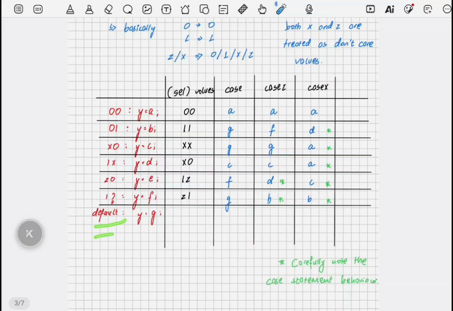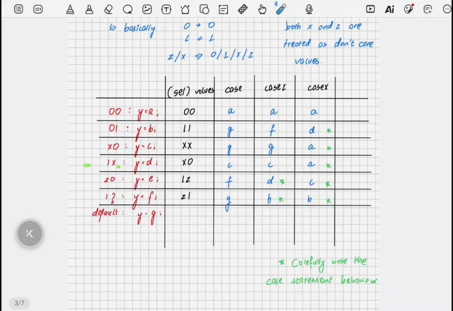No, right? So it will be mapped to default itself. Similarly, x0. Is there an x0 out here? Yes, we have it. So it will be mapped to C. Then 1z. In case z, it will be treated as 10 or 11 or 1x. Whichever comes first will be mapped to that. Correct? So 10 or just C.